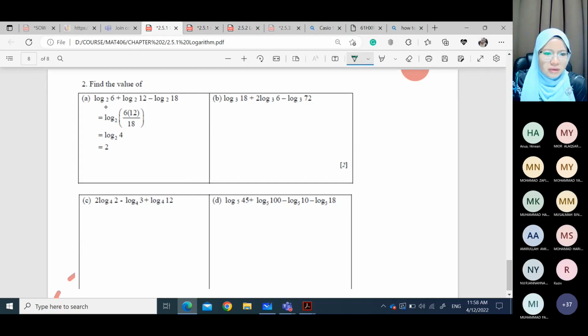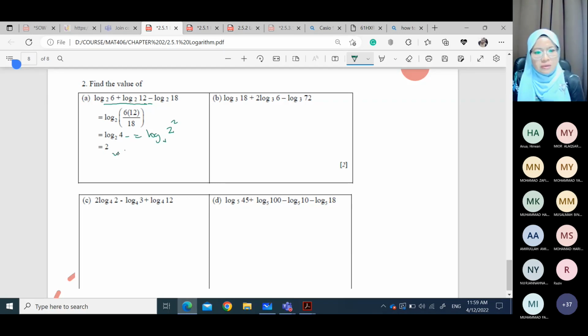Log 2 6 plus log 2 12 minus log 2 18. Okay, so it is also equivalent with log 2. So base dia semua sama. Log 2 6. Operasi tambah kat sini. So maknanya 6 times 12 divided by 18. Sebab ini operasi tolak. Okay, so simplify inside here we have 4. So log 2 4. So log 2 4 it is equivalent with log 2 2 power of 2. So the answer here is 2. Okay, so kalau you tak nak gunakan yang ni pun tak apa. Just plug in your calculator and you will get the answer.